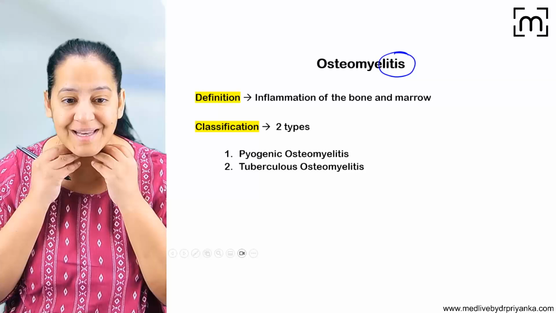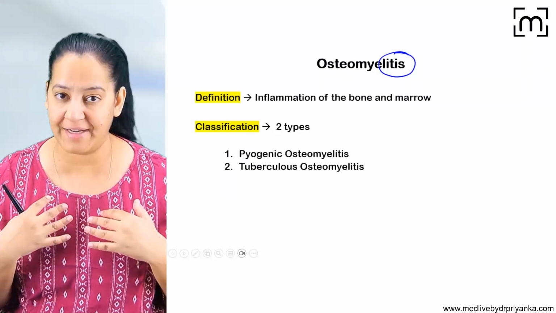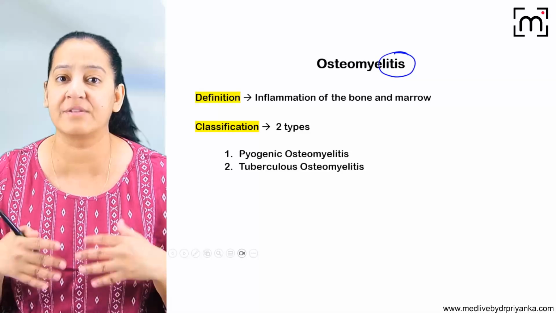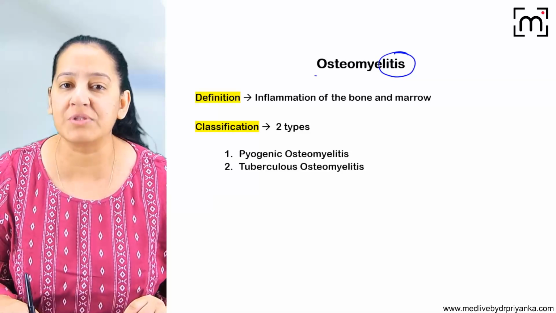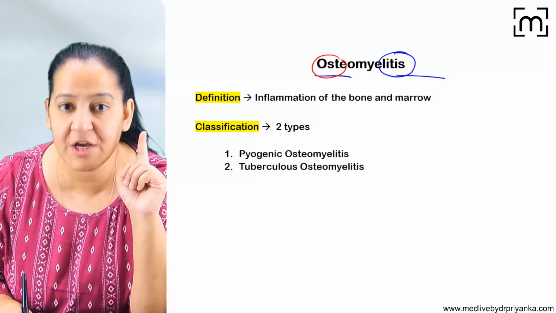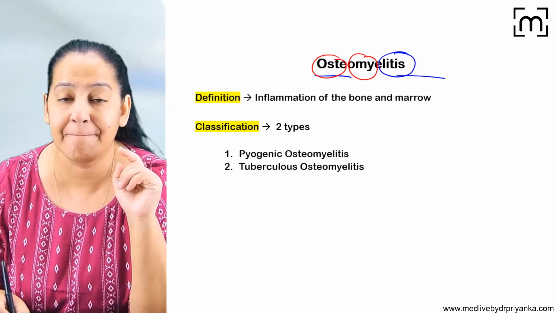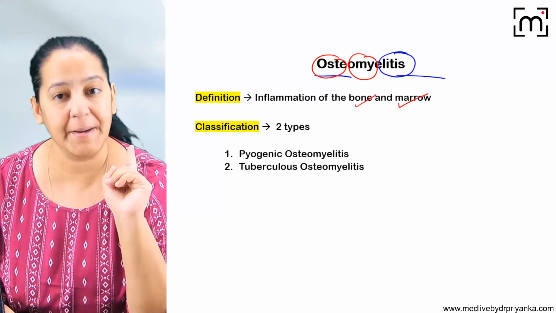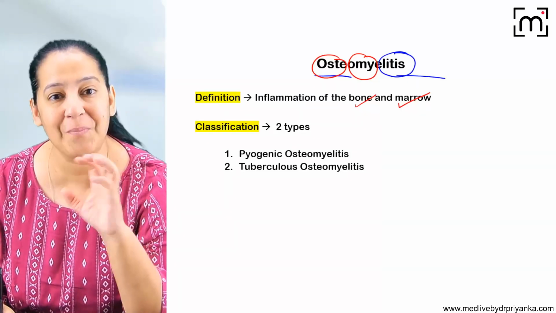For example, tonsillitis is the inflammation of the tonsil, pneumonitis, inflammation of the lung, meningitis, appendicitis, bronchitis, rhinitis. In the same way, osteomyelitis. So it is the inflammation of osteo. Osteo means bone and myelo is indicating bone marrow. So it is the inflammation of bone and bone marrow, that is osteomyelitis.